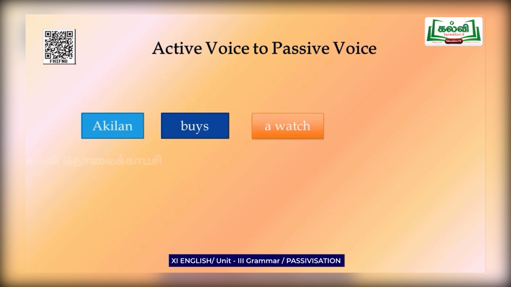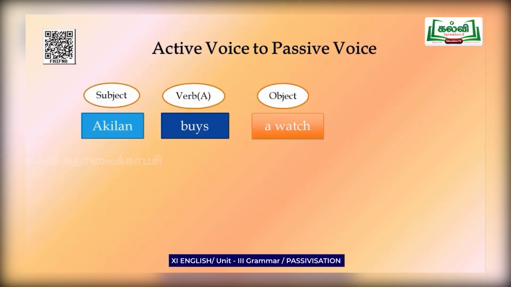For example, Akhilan buys a watch. Whenever you are going to change active voice to passive voice, first you need to analyze the sentence structure, because there are other elements like complement and adjunct in the sentence, but only the object in the active voice can become the subject in the passive voice. Other elements like complement and adjunct will remain in the same position just like they are in the active voice. Akhilan is the subject, buys is the verb, a watch is the object.